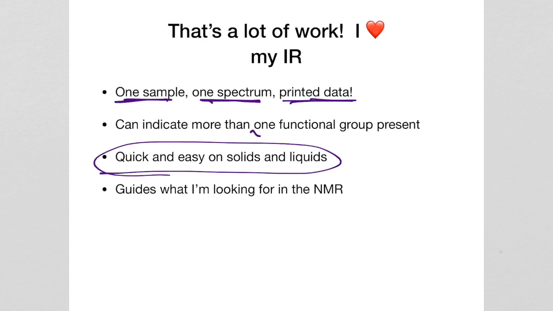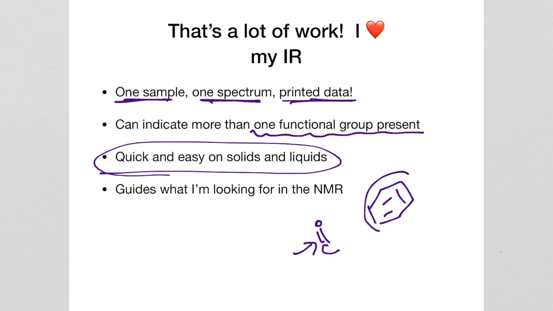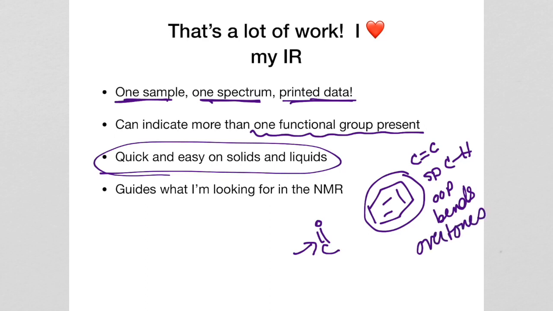The other thing is that you can see more than one functional group present. If your molecule happens to have, say, a carbonyl group and an aromatic ring, you will see evidence of both the carbon-oxygen double bond stretch and the various stretches that we see from the aromatic ring. The carbon-carbon stretch, the sp2 hybridized C to H stretch, the out-of-plane bends, and the overtones. So you can see more than one functional group at a time with an IR, whereas with chemical tests, that's why you have to run so many tests.